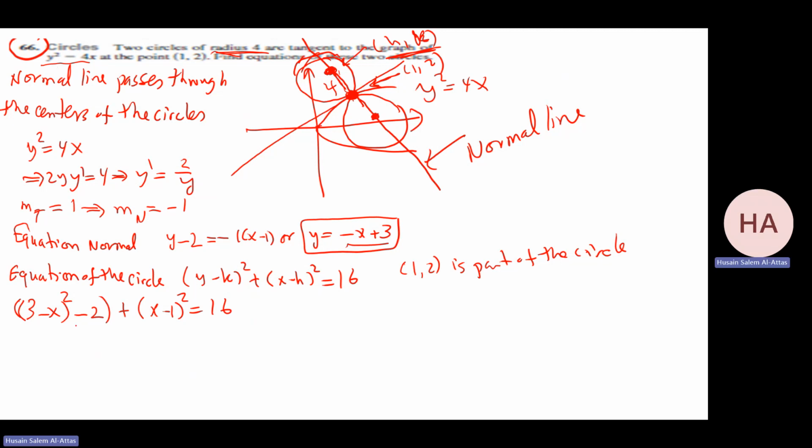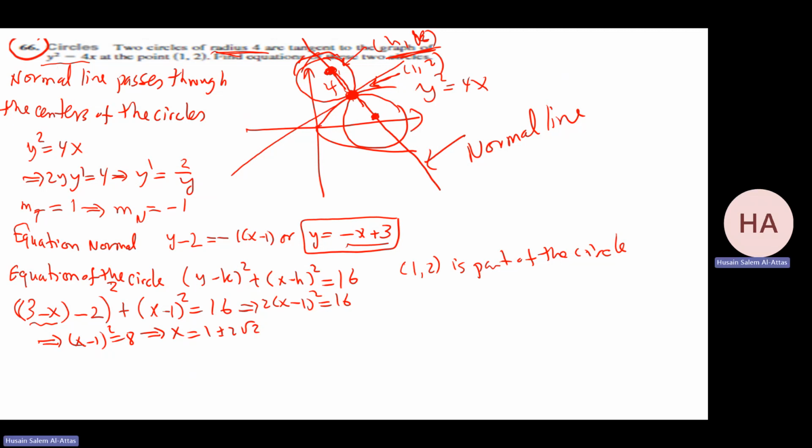If I solve this, this is what? (3 minus x) all squared. That will be what? 1 minus x, which is the same. So I have 2 times (x minus 1) squared equals 16. So (x minus 1) squared equals 8. So x equals 1 plus or minus 2 square root of 2.